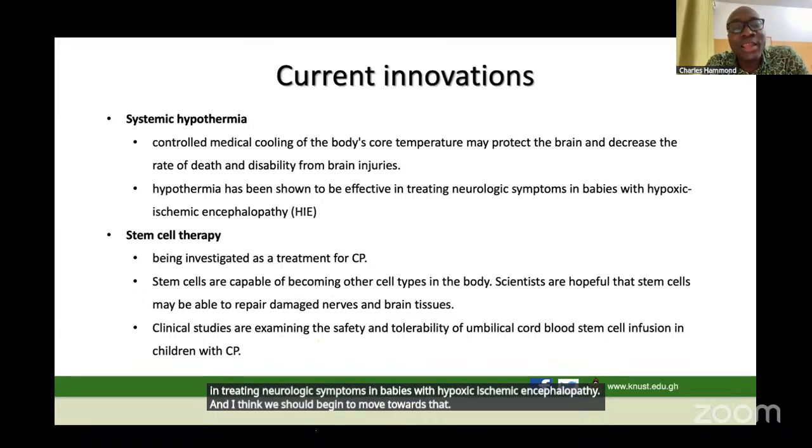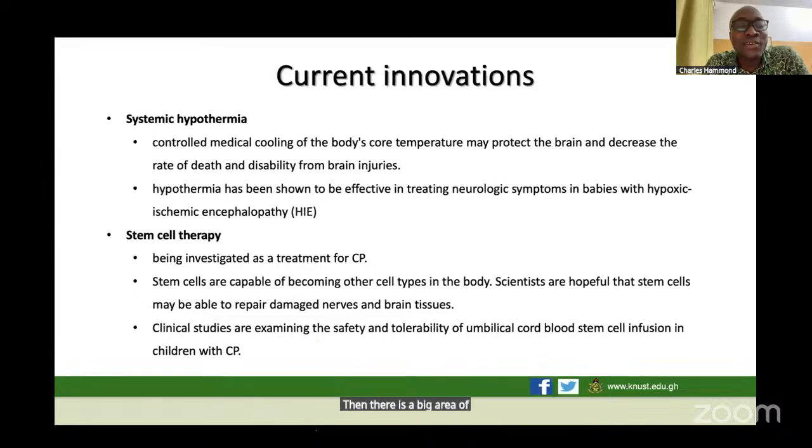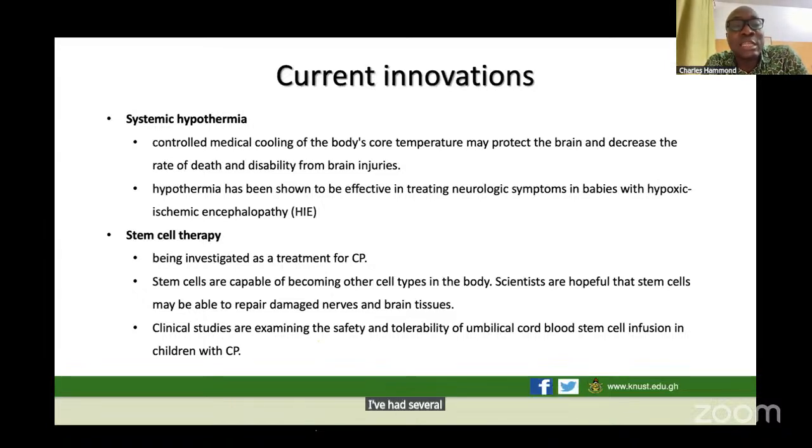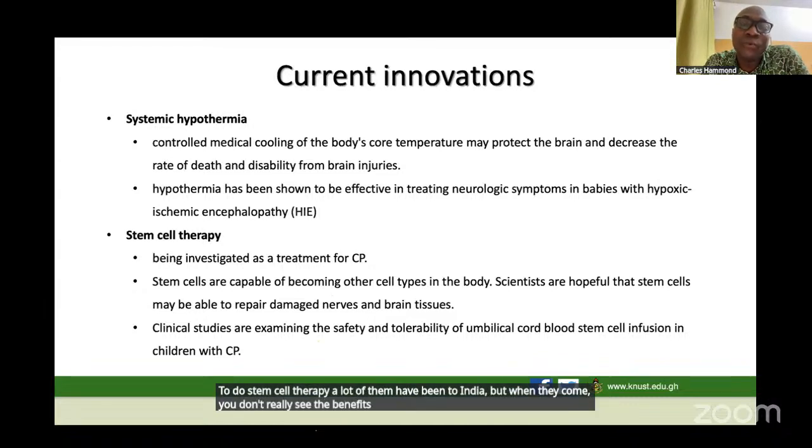Then there is the big area of stem cell therapy, which is not available to us here, yes. It is still, even in the Western world, it is still being investigated. So it is currently experimental. We see a lot of patients crisscrossing continents. I've had several patients come to me and say they want to go to India to do stem cell therapy. A lot of them have been to India, but when they come, you don't really see the benefits of what they did. So I will say that let us not be in a hurry to send our patients to India.